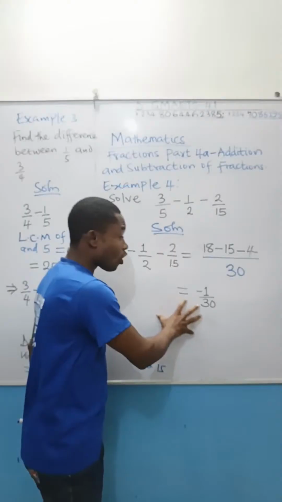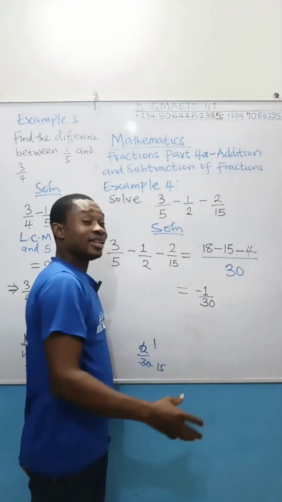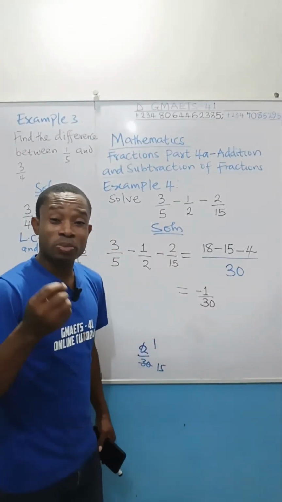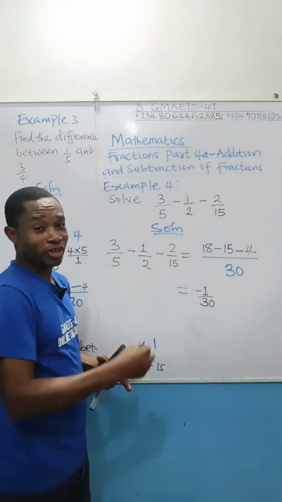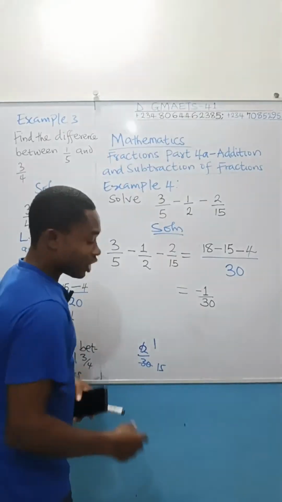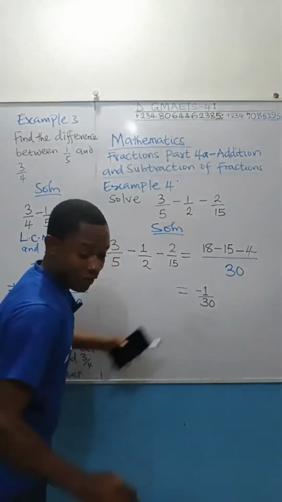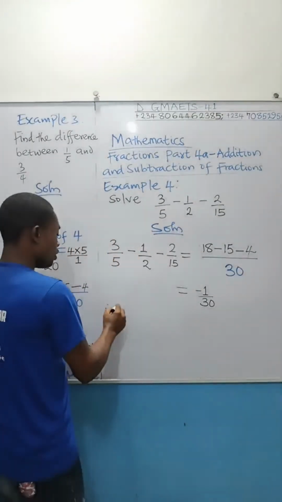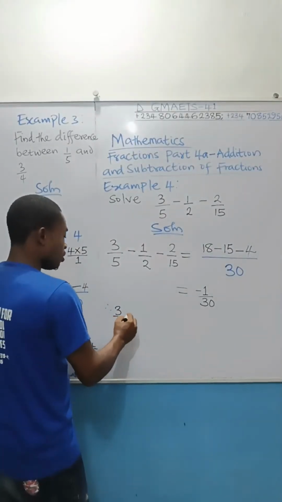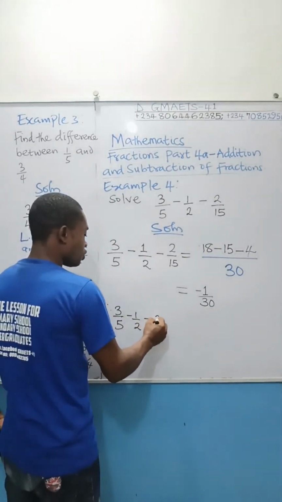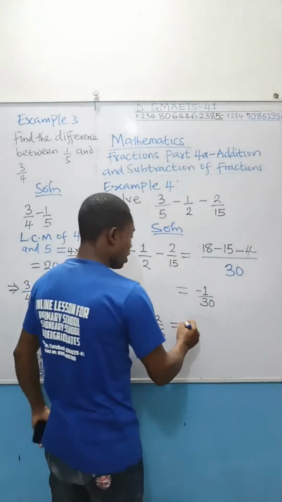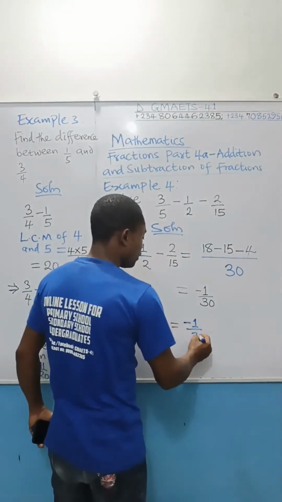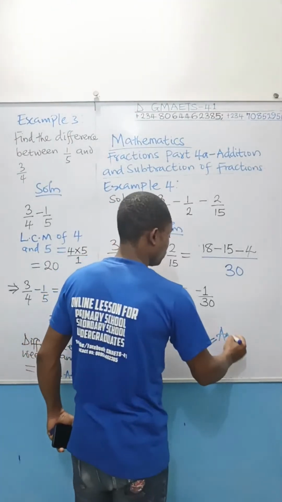Anytime you are done solving and in your final answer the fraction can still be reduced, please reduce it. That is why I taught you reduction of fraction before this part of fraction. Okay, let us conclude. We have gotten our answer here. Therefore, 3 over 5 minus 1 over 2 minus 2 over 15 is equal to, the final answer is minus 1 over 30. Answer.